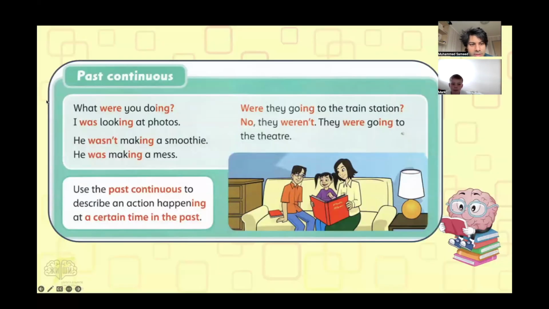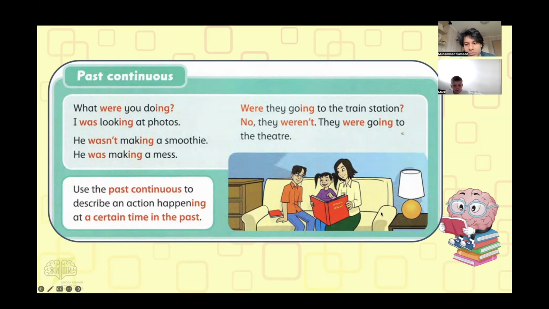Past continuous tense. What were you doing? He was looking at photos. He wasn't making a smoothie, he was making... He wasn't making a mess. Were they going to the train station? No, they weren't. They were going to the theater. Use the past continuous to describe an action happening at a certain time in the past.